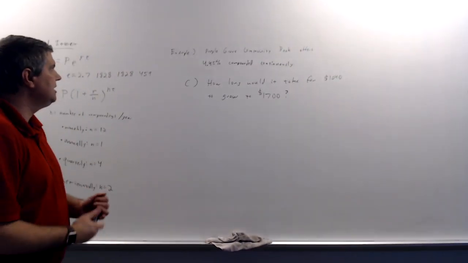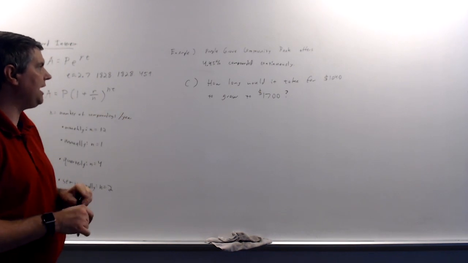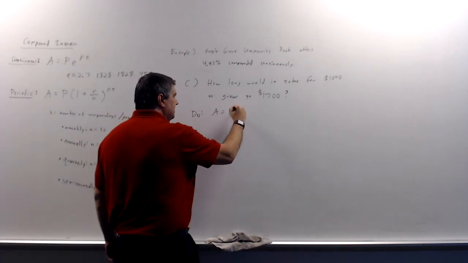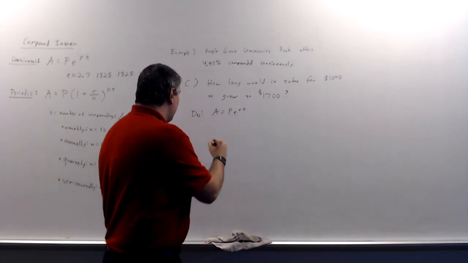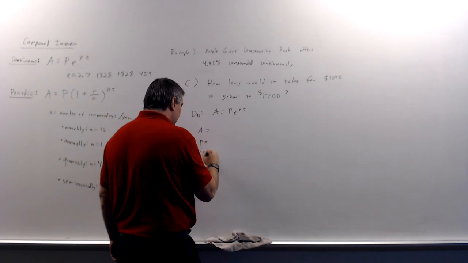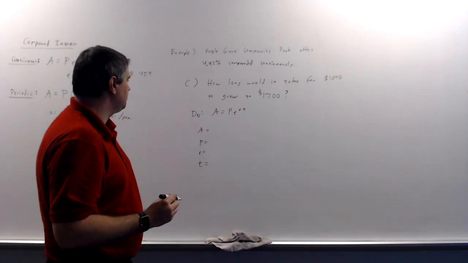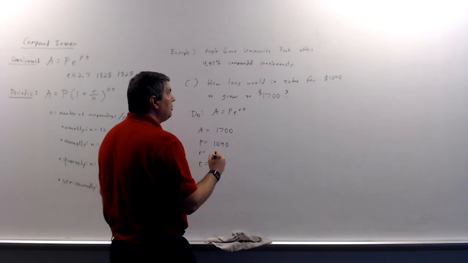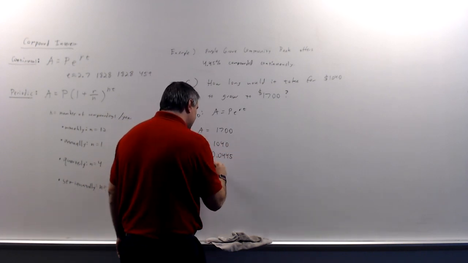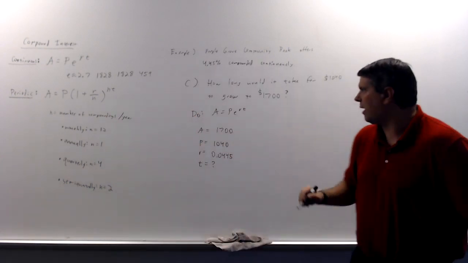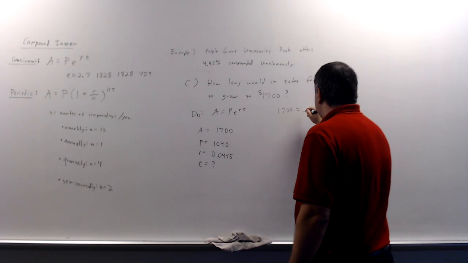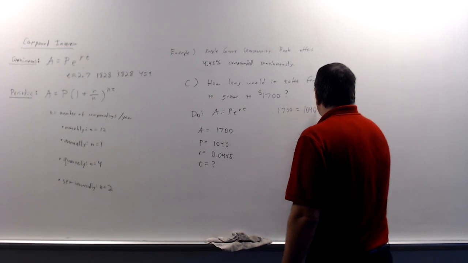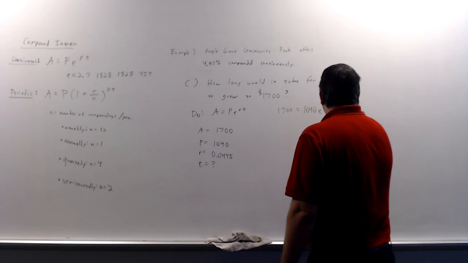Okay, this next part says, how long would it take for $1,040 to grow to $1,700? Well, it's still compounded continuously, so this is still the appropriate formula. Okay, so A equals, P equals, R equals, T equals. So the accumulated value is going to be 1,700, and we're starting with 1,040. The rate is 0.0445, and T is unknown. Okay, that's the question. So I want to know, when will 1,700 equal 1,040 times e to the 0.0445t power.